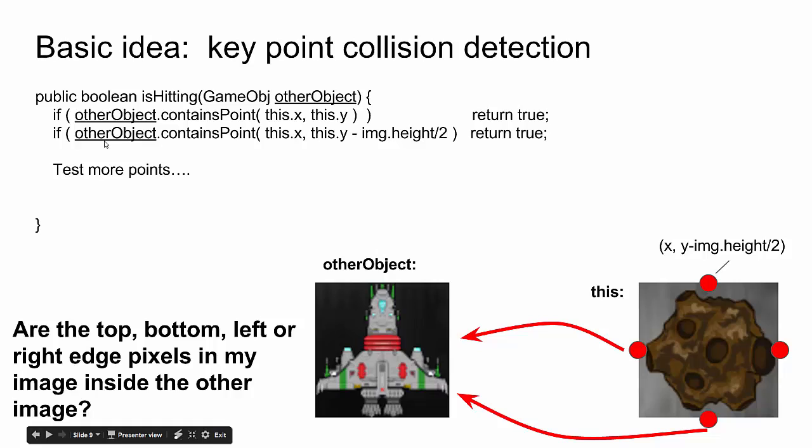And then if I wanted to add more points, I could check other points with more if statements. So is the player containing the point? And then this corresponds to the top point here for my asteroid. So it's this.x, which is the center x, and then this.y minus half the image height takes me up to the top. So if it contains the point, I return true, because that means something's hitting me. Otherwise, down here at the very end, I would need to return false, because nothing's hitting me.